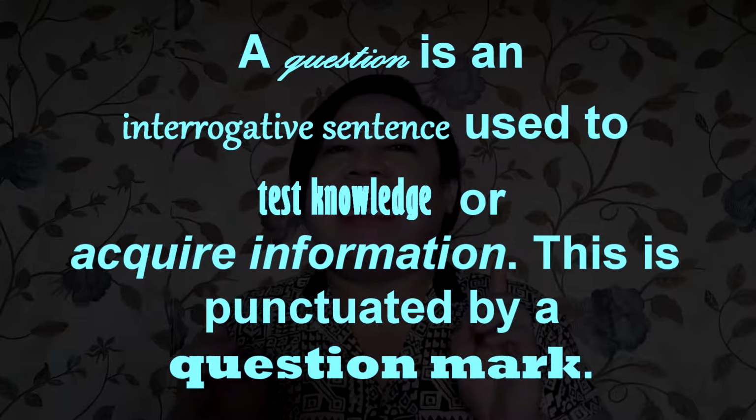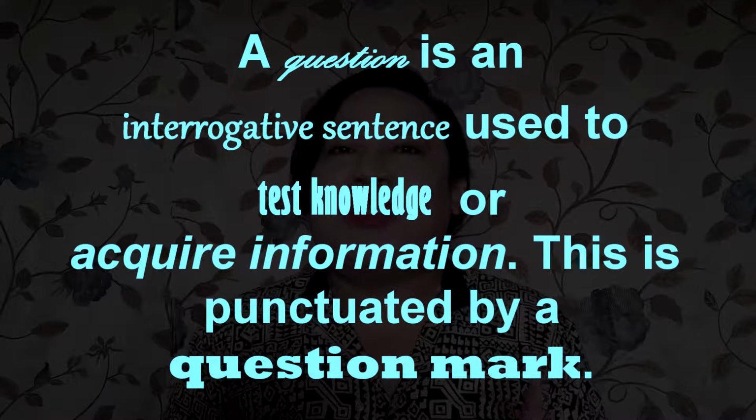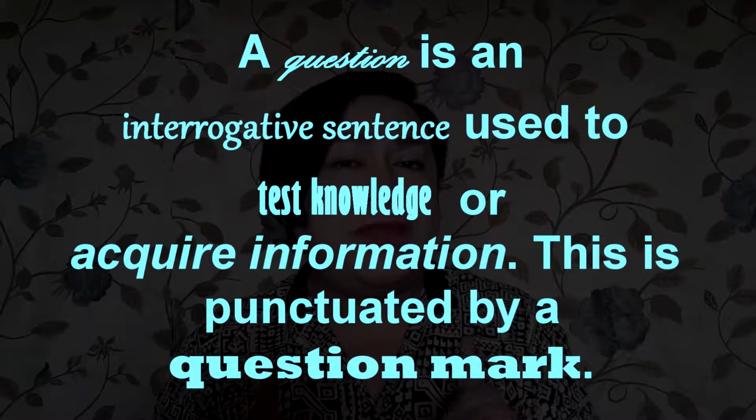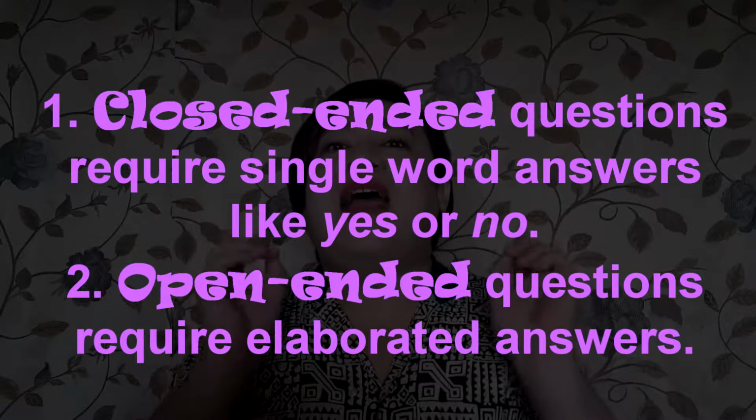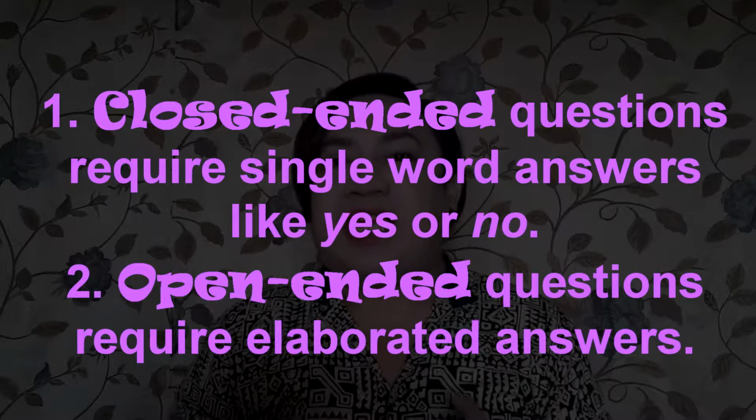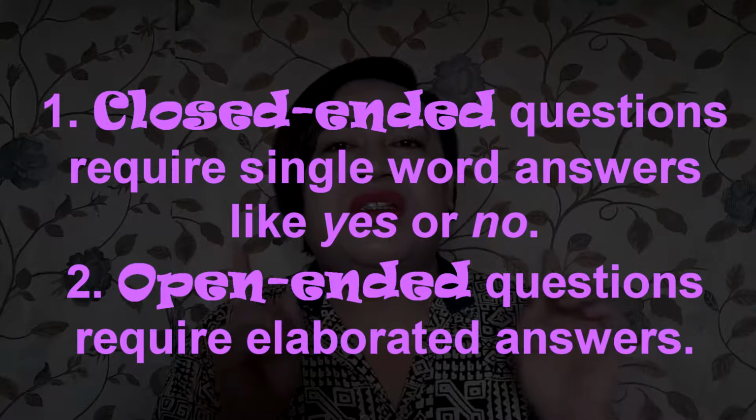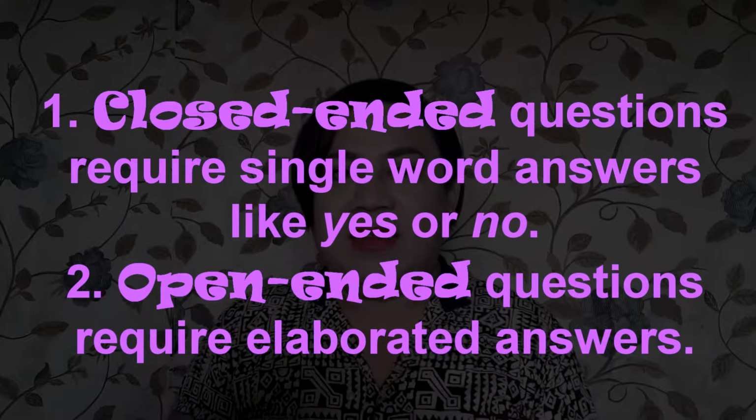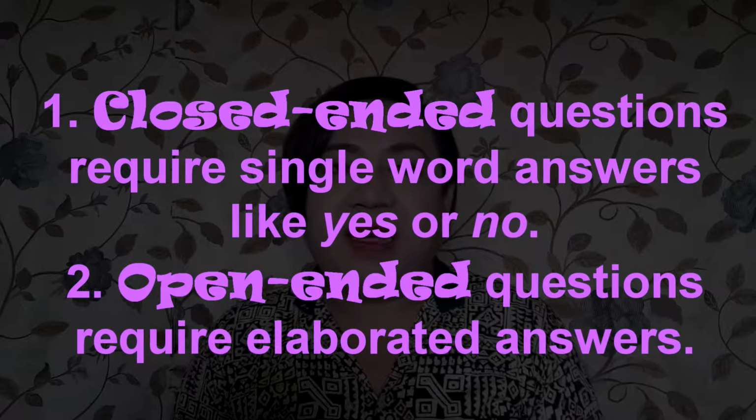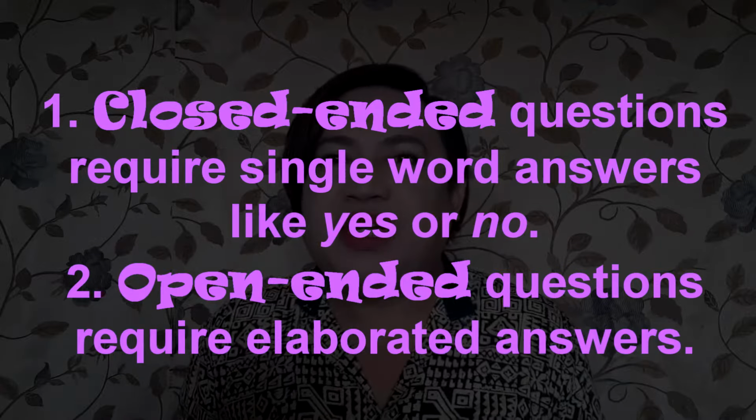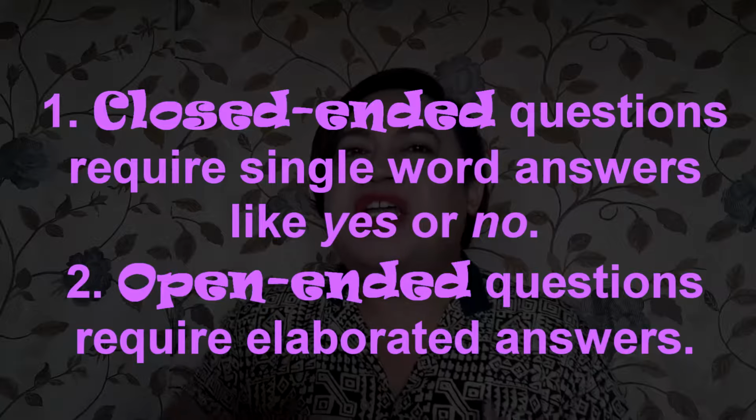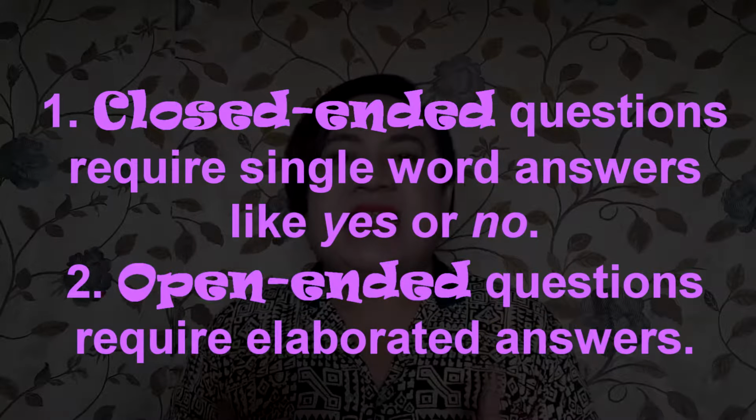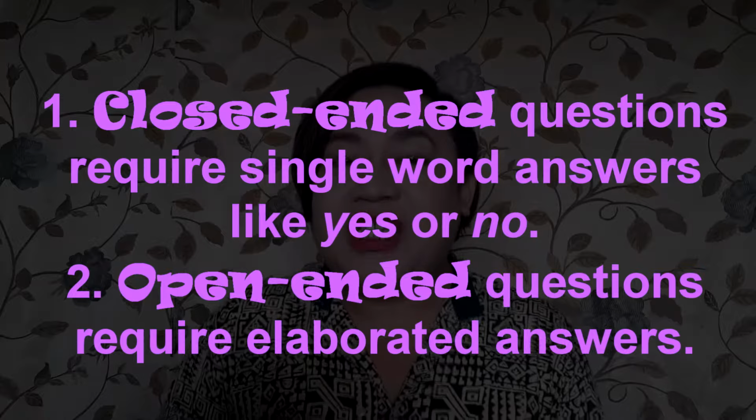And if ever the question requires only one specific answer, let's say a yes or no or a one-word answer, then that question is what we call a close-ended question. Again, close-ended question. And if ever that question requires a more elaborated answer, say a discussion or an explanation, exemplification, enumeration, listing, then that is what we call open-ended questions.